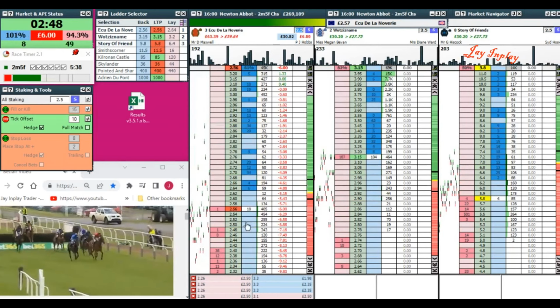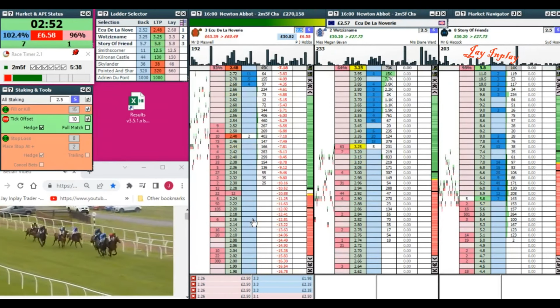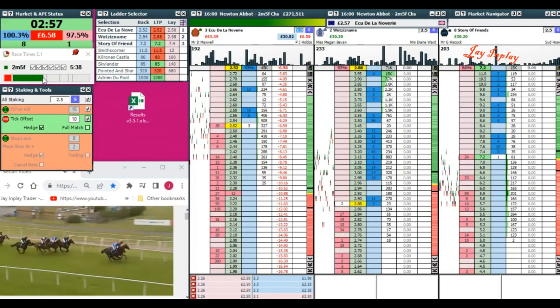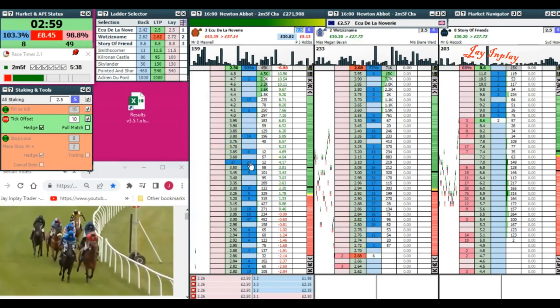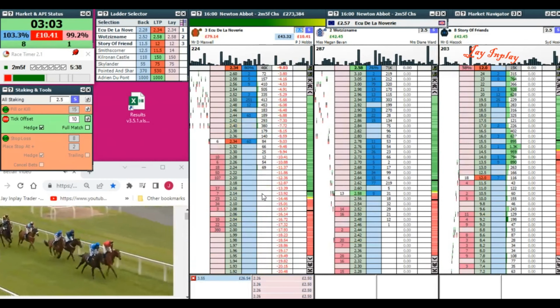There is no way I'm not getting matched. The other 7, all still going. Ecu de la Noverie. David Maxwell has a glance up at the big screen. We're not even halfway through the race. That's the thing. How can a price come in all the way from up here all the way to down here?